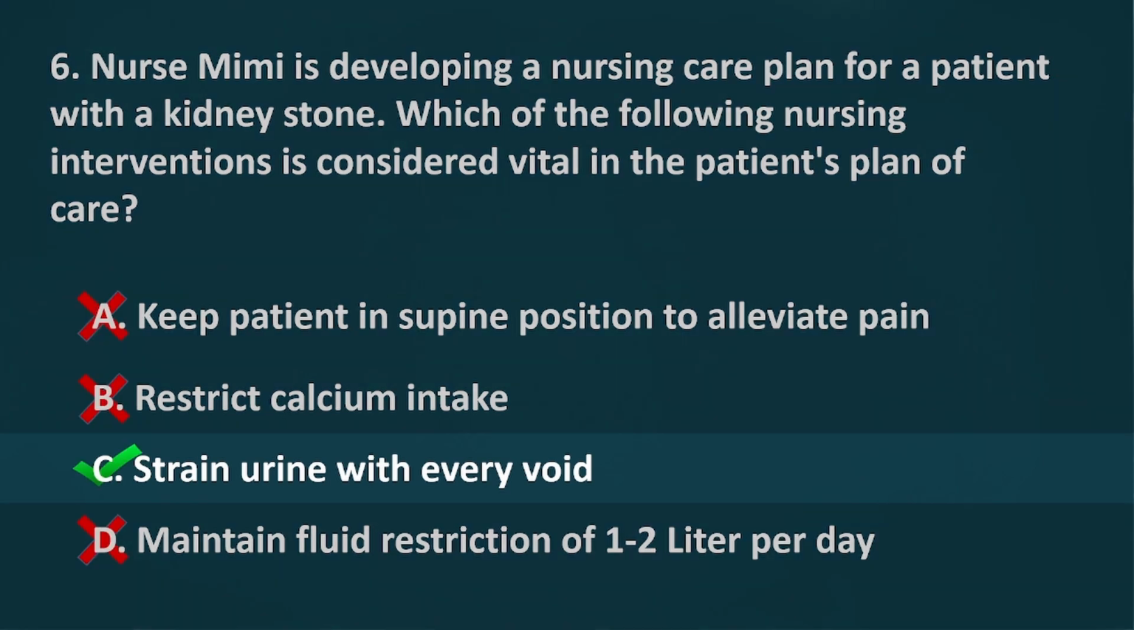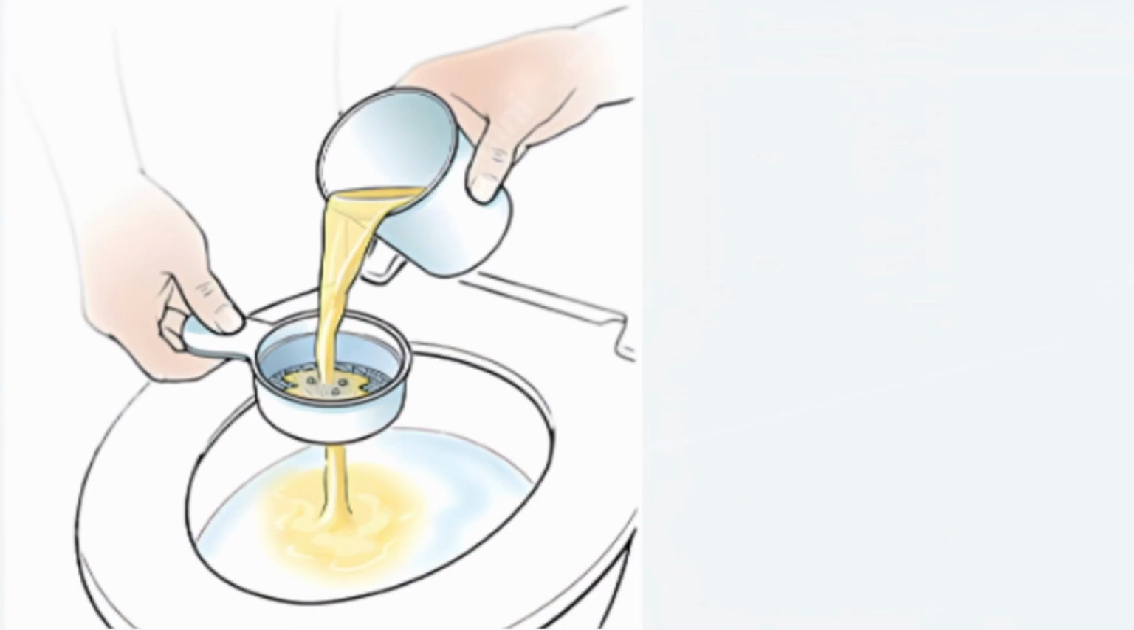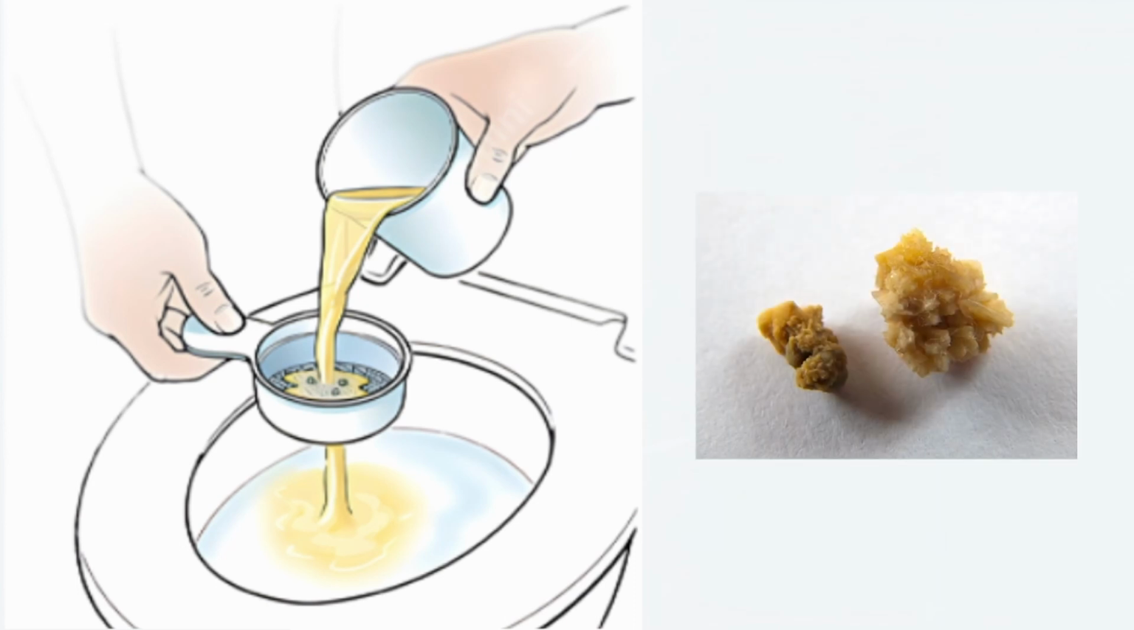The correct answer is letter C. It is vital that the nurse strains every void and assesses the urine very closely for stones. This is crucial so it can be determined what type of kidney stone is causing the problem. Therefore, appropriate treatment can be ordered.